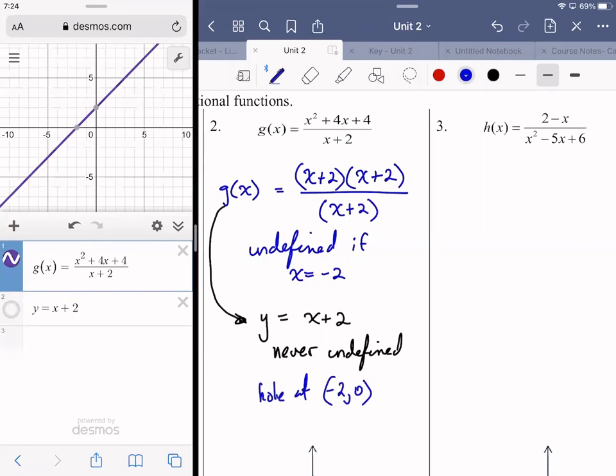But let's say you're not sure. I know that I'm looking at this location when x is equal to -2. So turn this one off, go to the simplified, go to the x value of -2. Whatever the coordinates are at that location, that's the location of the hole.